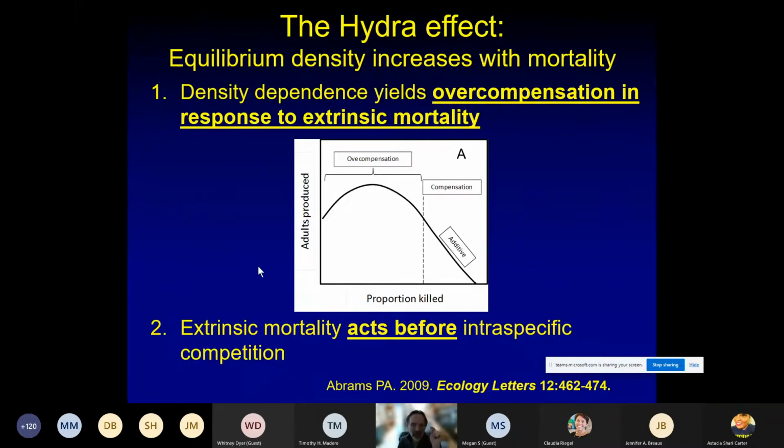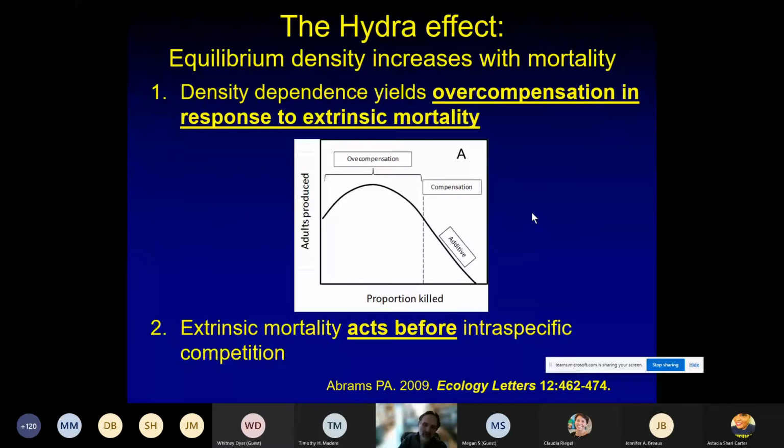The second thing that has to happen for both overcompensation and the Hydra effect is that the extrinsic mortality is predicted to have to act before the action of density dependence and intraspecific competition. So what you would get from this, particularly this last item, is that the earlier in the larval life mortality acts, the more likely you are to get overcompensation, and the more likely you are, therefore, to have the Hydra effect, that increase in equilibrium density, occur.